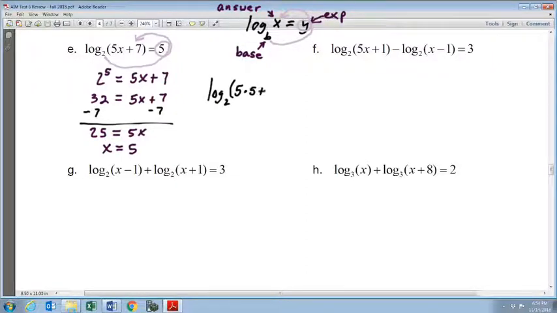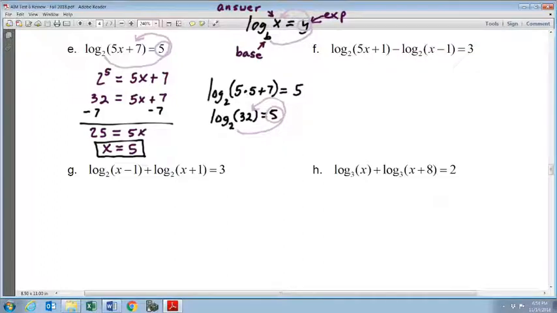It's not too hard to check these. I'm just plugging 5 in for x. And you end up with the log base 2 of 32 equals 5. And that is true because 2 to the 5th power does equal 32. And so this one does check.